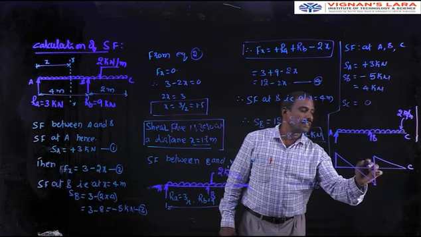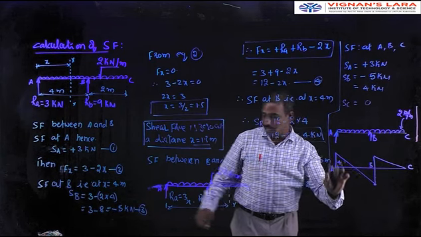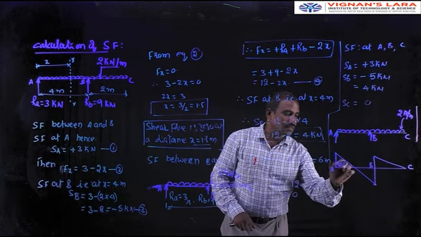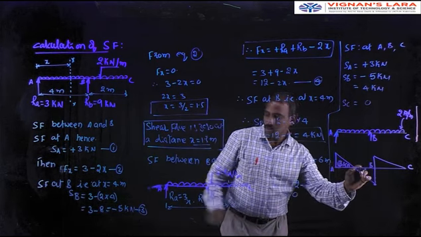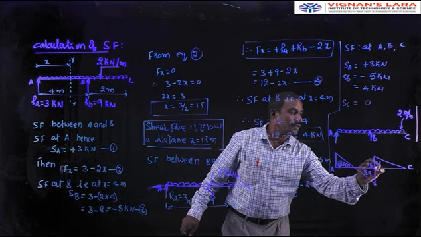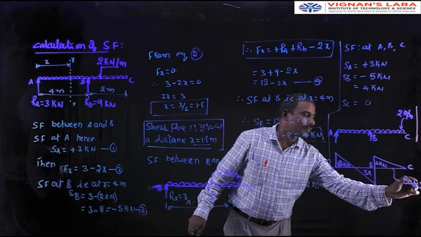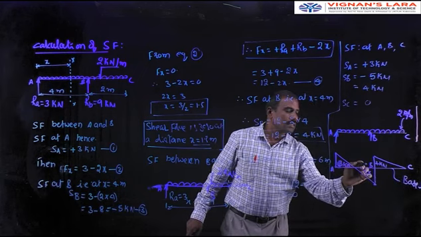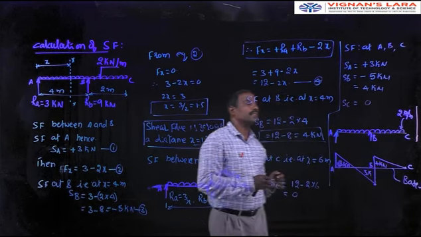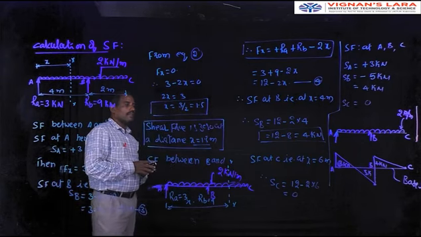So this is C, this is B, this is A. It is 3 kilonewtons positively, 5 kilonewtons, and simply 4 kilonewtons. So this is the baseline. This is 3 kilonewtons, this is 5 kilonewtons, this is 4 kilonewtons, again it is 0. So this is the shear force calculation, and based on these values you can plot the shear force diagram.